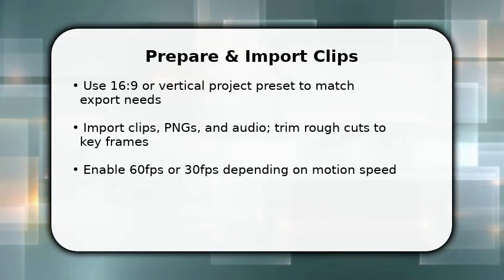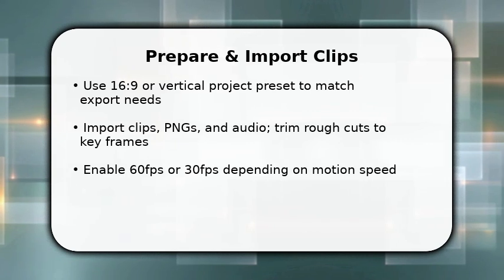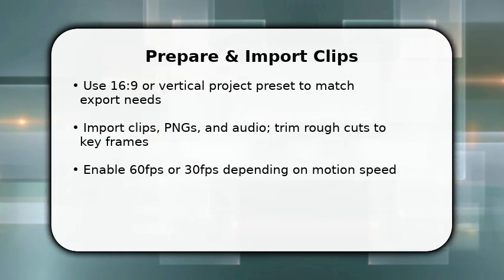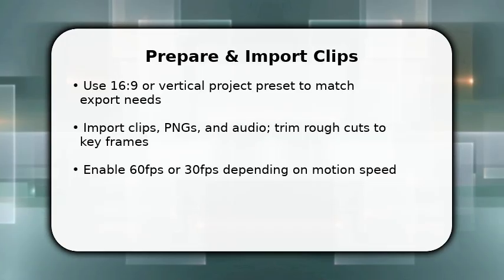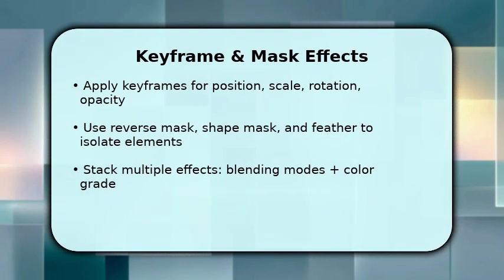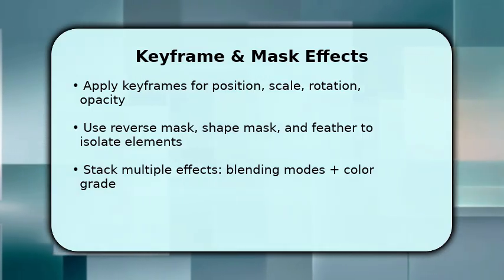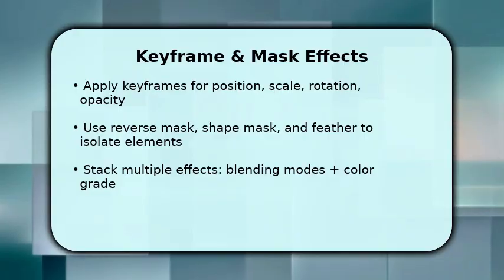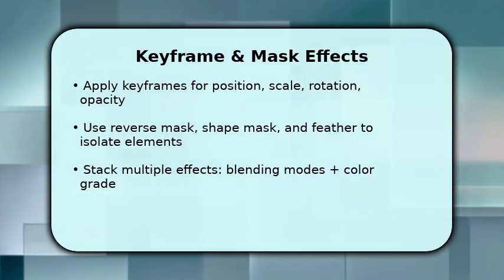Make sure to organize clips in labeled tracks so you can add effects without losing source footage. Next, you build motion and isolation using keyframes and masks. Add keyframes for position, scale, rotation, and opacity, then ease them to create natural acceleration or deceleration. Use shape or freehand masks to isolate faces or objects, and feather edges to blend them into the background.